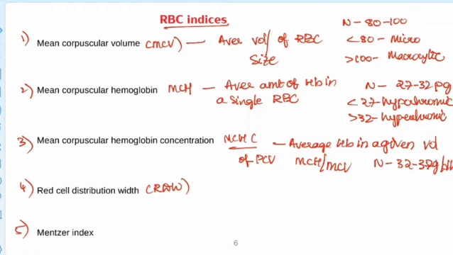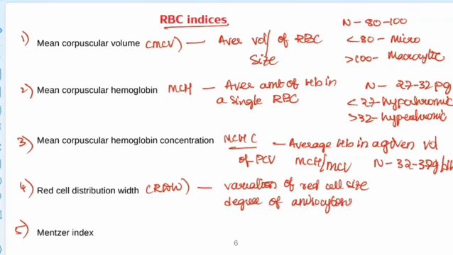Red cell distribution width is nothing but variation of red cell size, also the degree of anisocytosis. Normal range is from 11.5 to 14.5 percent; a change in the shape of the RBCs is acceptable. RDW is increased in iron deficiency anemia. It is normal in thalassemia.